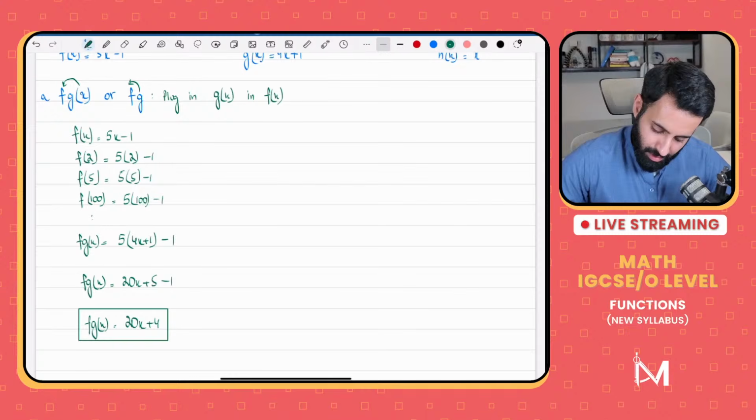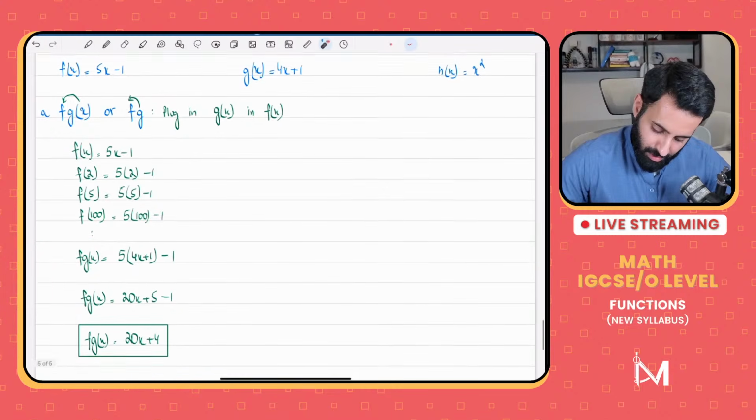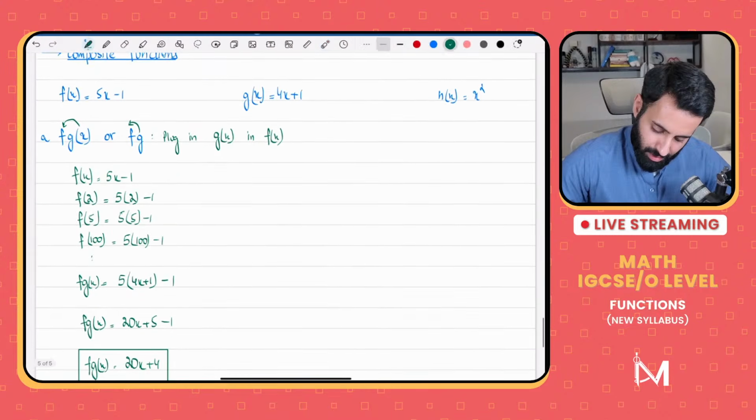Now you don't have to do all this working that I've done. This was just to explain. This is the relevant working. Now let me do another part, and let's do the opposite.